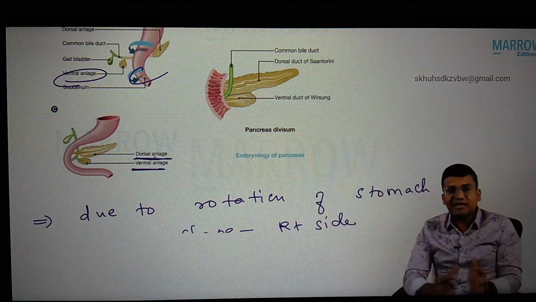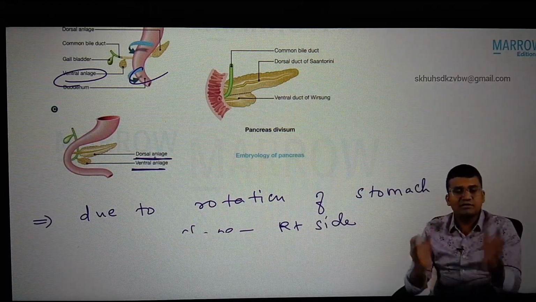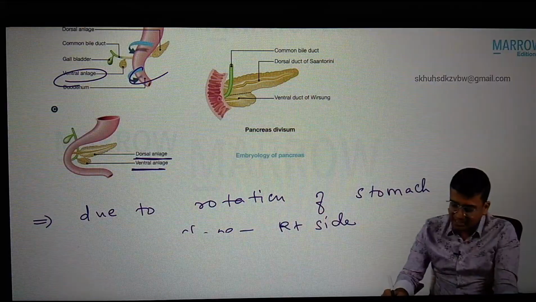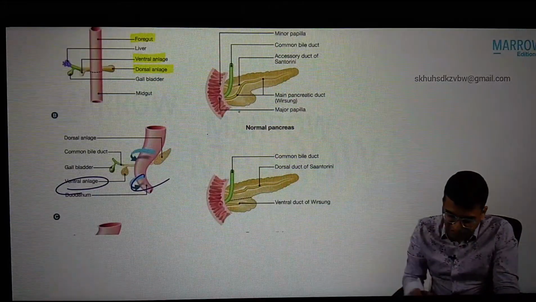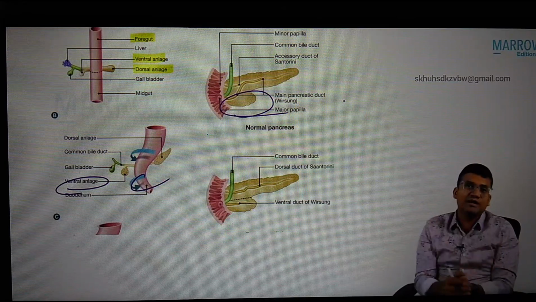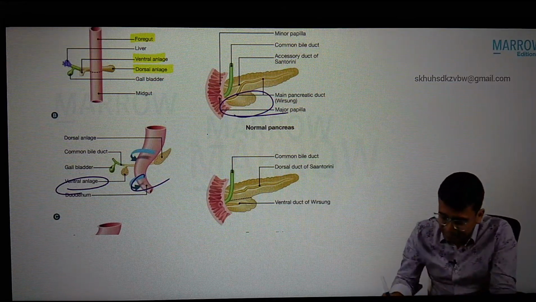Now, the entire pancreas is coming from dorsal pancreatic bud only, except a very small part of the head and the uncinate process. These two are coming from the ventral bud. The remaining bulk of the pancreas is coming from dorsal pancreatic bud only.